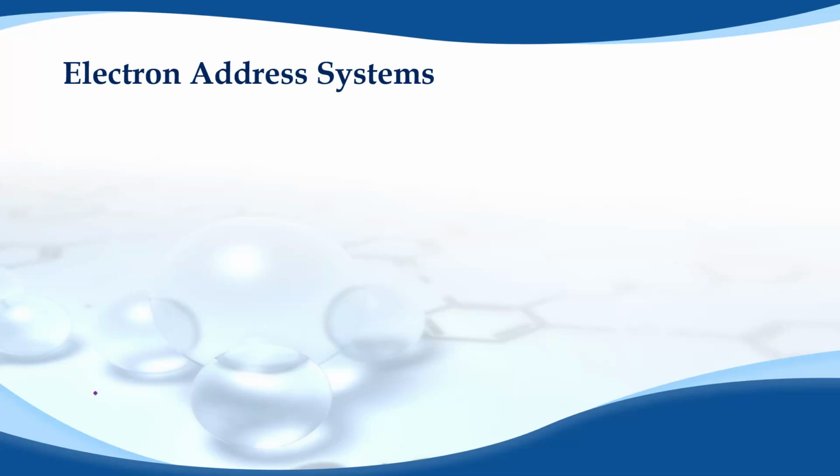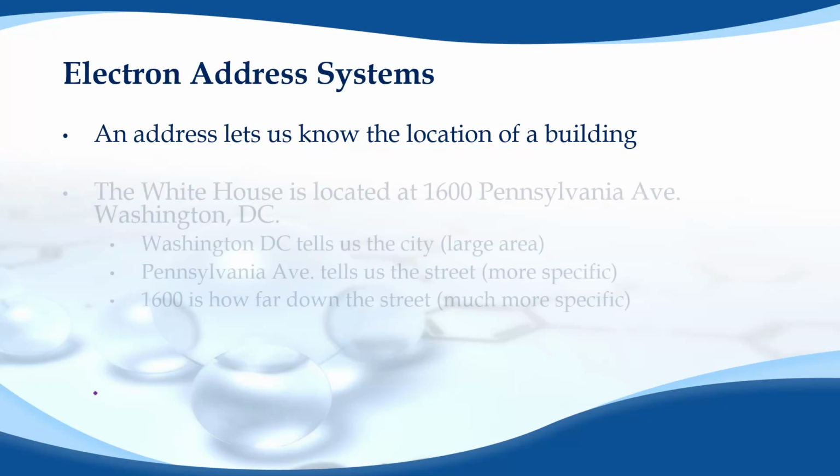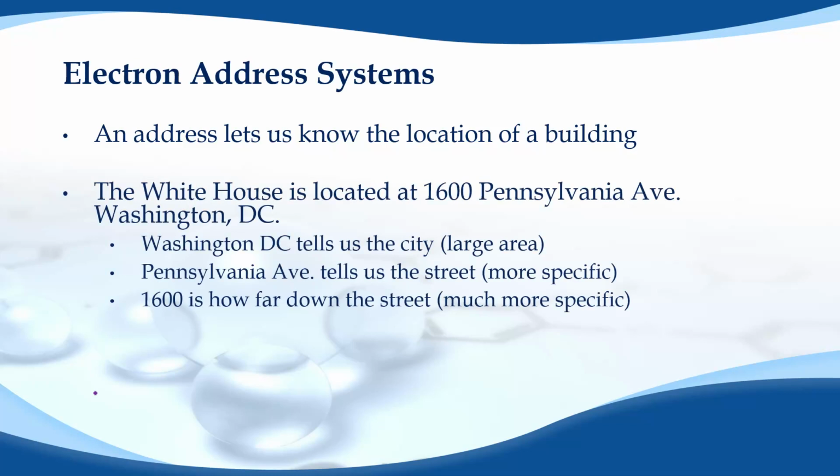Okay, so we're going to pick up from where we left off last time, which we finished doing orbital diagrams following the three rules. Now we're going to get into a new type of address system. Right, so addresses, like a normal street address, let us know the location of a building anywhere on Earth. So we'll just take a famous address, we'll say the White House. The White House's address is 1600 Pennsylvania Avenue, and that is in Washington, D.C.